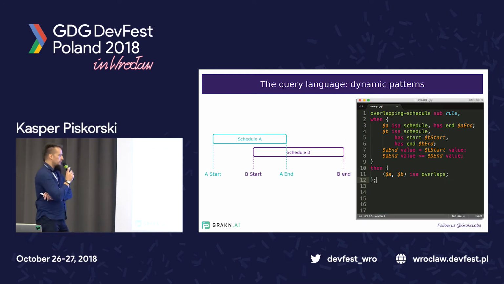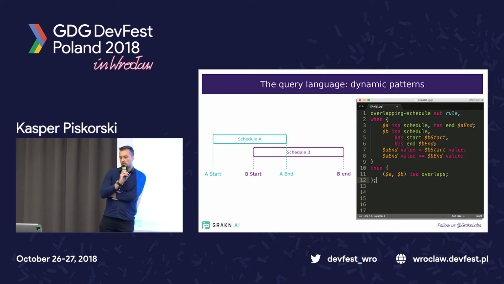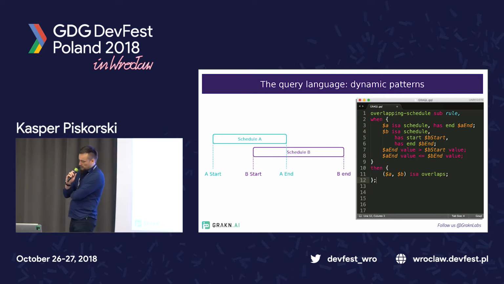So now the actual reasoning part. What we allow the user to model is the capture of dynamic patterns that actually show up in the database.